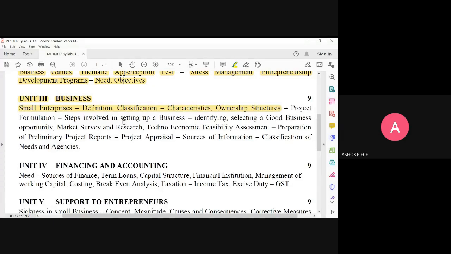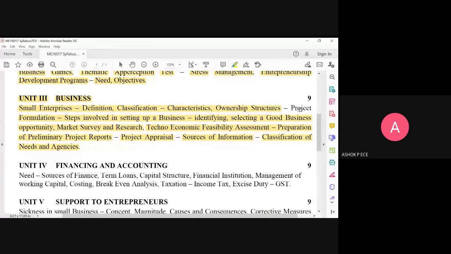Project formulation steps involve setting up a business, identifying and selecting a good business opportunity, market survey and research, techno-economic feasibility assessment, preparation of preliminary project reports, project appraisal, sources of information, specification of needs and agencies. So this is fully related to your business.